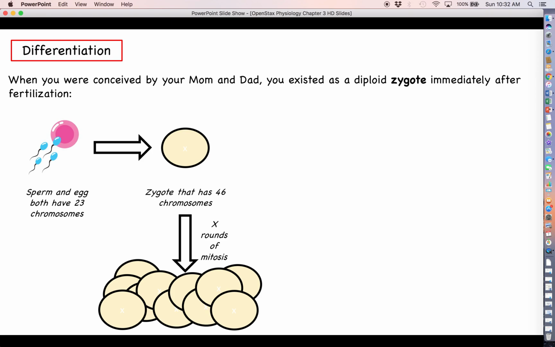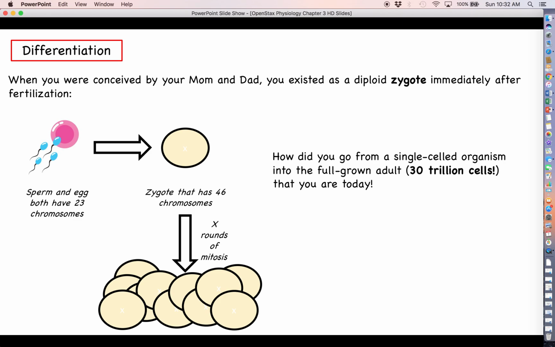So the last thing that we want to talk about here is the process of differentiation. This is going to lead us into a discussion on stem cells. So we've covered this before. When you were conceived by mom and dad, you, at the end of fertilization, existed as a diploid zygote. So you had a total of 46 chromosomes, 23 from the sperm and 23 from the oocyte, the egg.